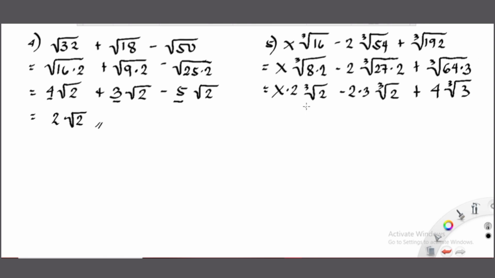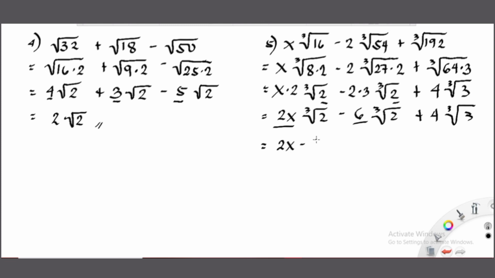So, if you notice, these two are similar. So, we can combine them. Alright? Pero simplify muna natin. So, x times 2, ito ay magiging 2x. And then, cube root of 2 minus 2 times 3 is 6. Cube root of 2. And then, for the third, we will just copy it. So, combine these two. We're gonna have the coefficients 2x minus 6. So, hindi naman natin siya pwedeng i-combine. So, just copy it as 2x minus 6 lang.